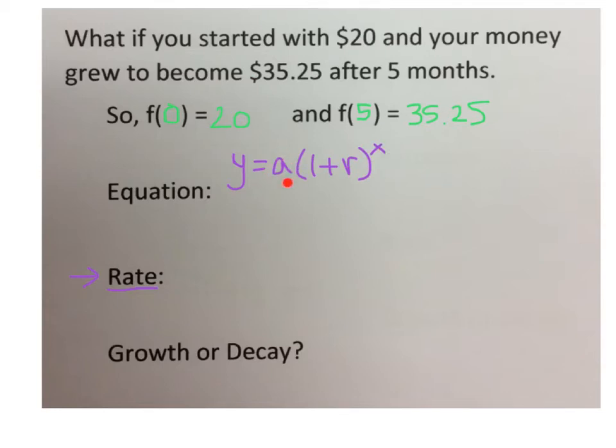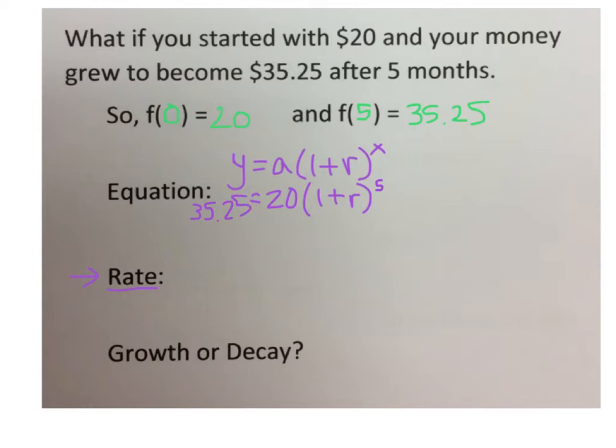Well, we know the a, the starting amount, is after no time has gone by, so 20. So we can put a 20 in for a. And we're not going to change 1 plus r because we're trying to find the rate. And then we do know another data point that we can put in for x and y because f of 5 equals 35.25. So we can put the 5 in for x and the 35.25 for y. Sorry, it's kind of squished in there.